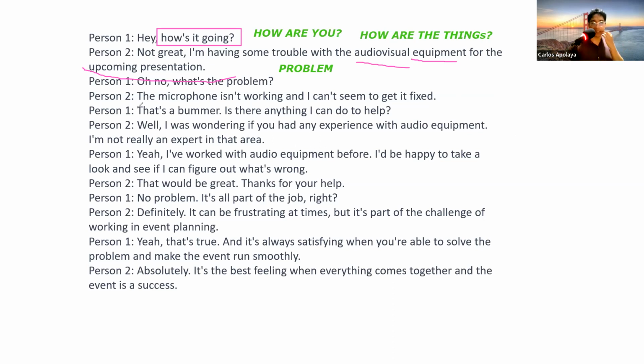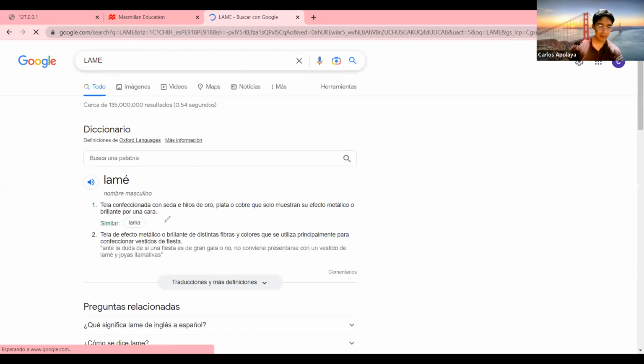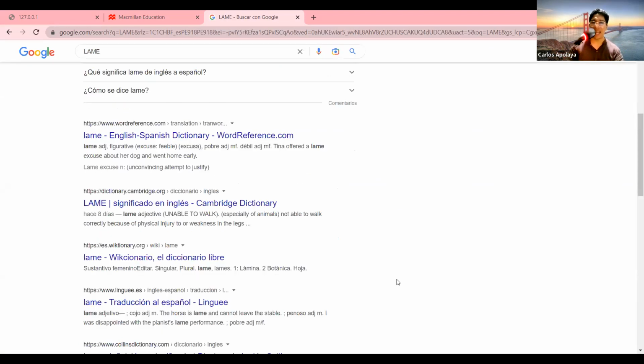And that's a bummer, of course. This is like lame. In English, we have the word lame. I think in Spanish, lame means like patético. In English we say that's lame. You are lame.